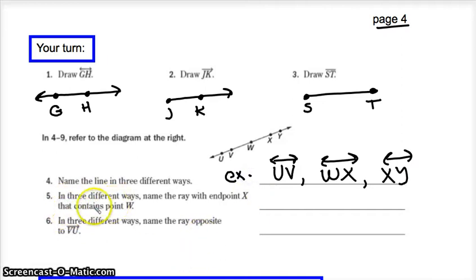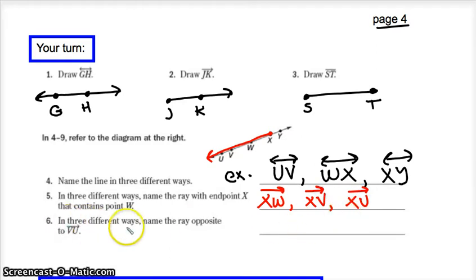In number 5, let's name the ray with endpoint X in 3 different ways. So let's highlight where that is. Here's endpoint X, and it contains the point W. So that means it's moving in this direction. So 3 different ways we could name that. We have to make sure they all start with X. I could say it's XW with my ray up top, XV, again with my ray up top, or XU with my ray up top.